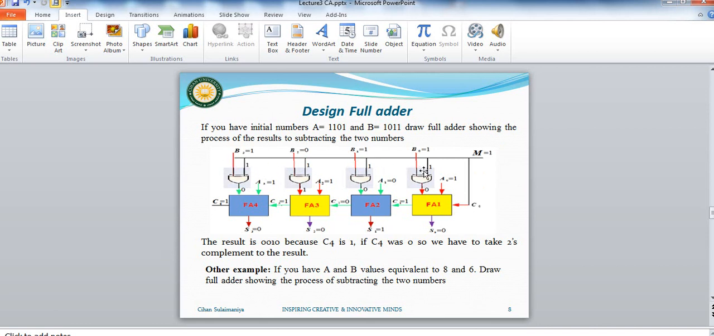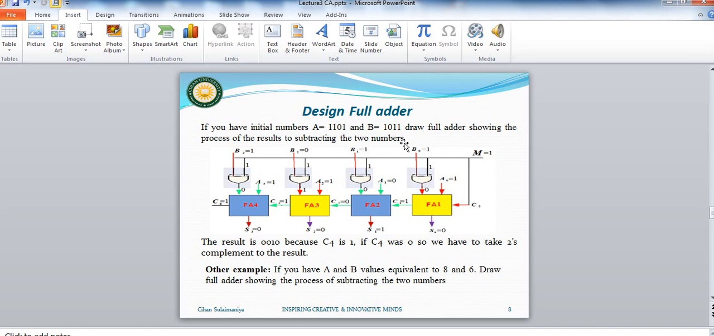So the better design is you do it like this with XOR. They found it better to do arithmetic logic unit design like this with XOR. And if you put the modulator as 0, you are going to proceed with summation. If you put the modulator as 1, you are going to proceed with subtraction.